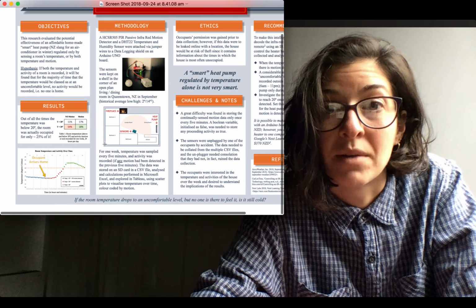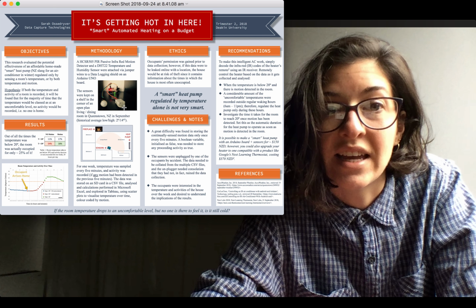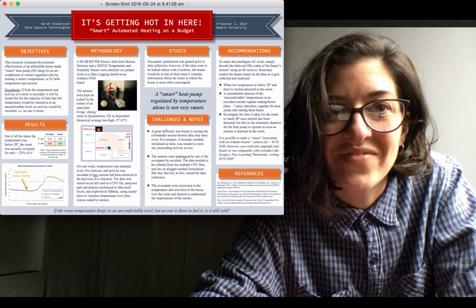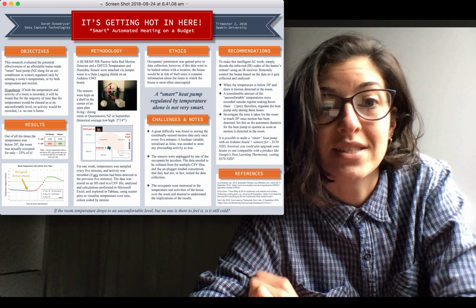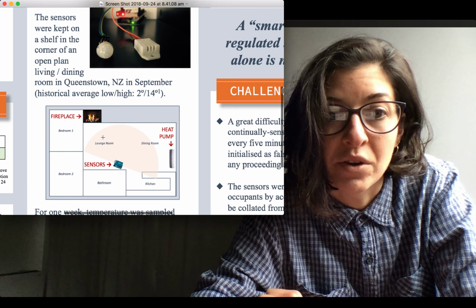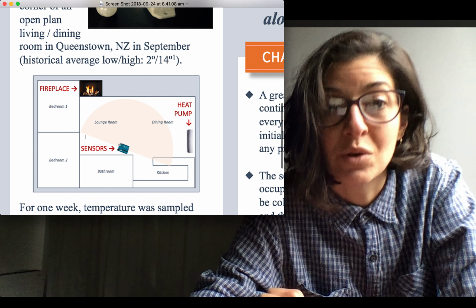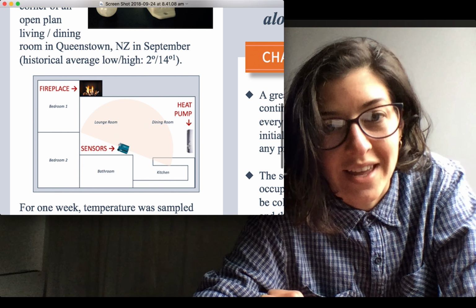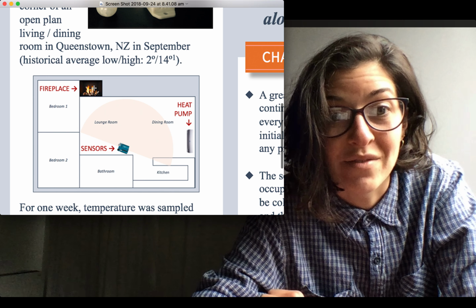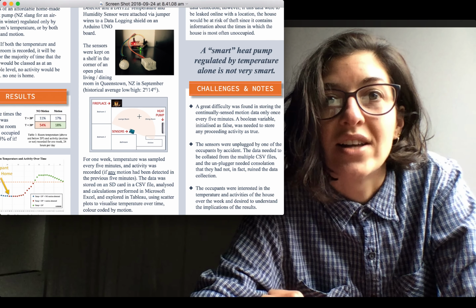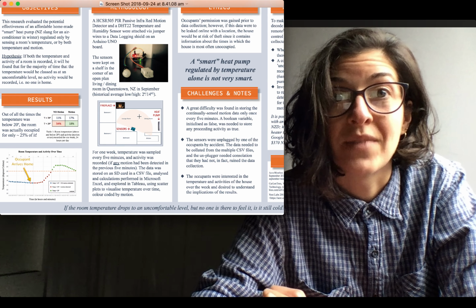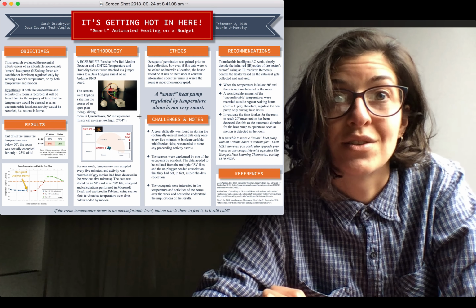So in setting up my experiment, I used an infrared motion detector here, and I used a temperature sensor attached to an Arduino board, and it was sitting on a shelf in my living room. So here you can see on the floor plan, this big open space, we've got the heat pump here, the sensor on a shelf, and a fireplace. So it's detecting motion in this whole range. I sampled the temperature once every 5 minutes, and I recorded if any motion was detected in those 5 minutes.